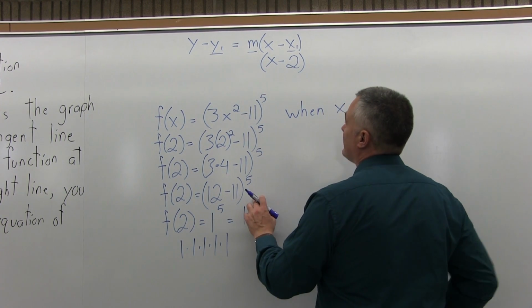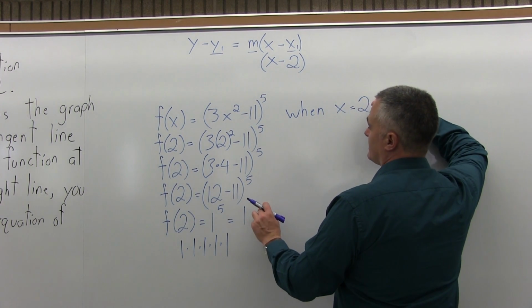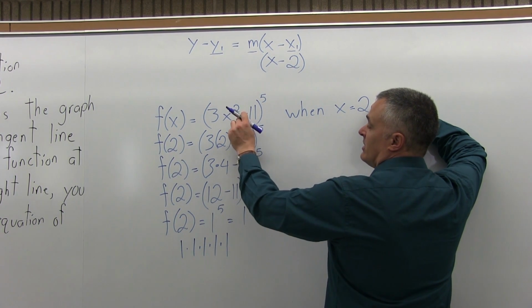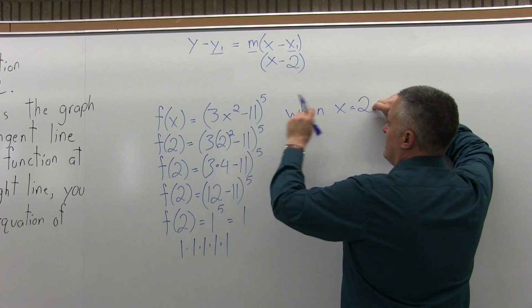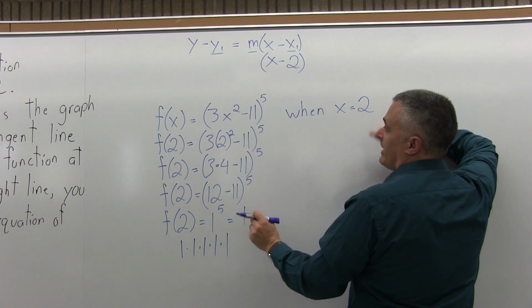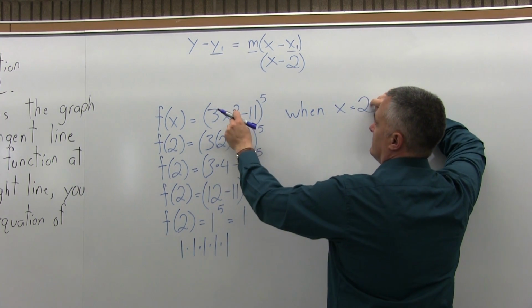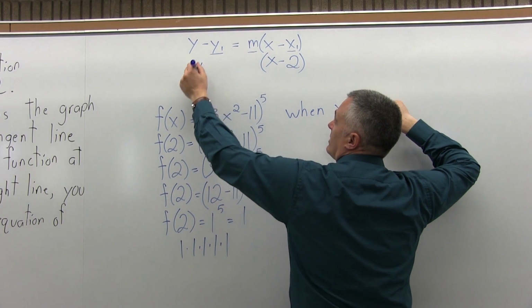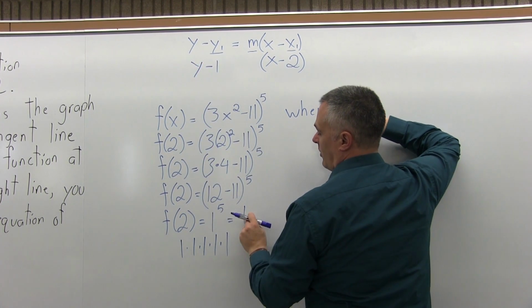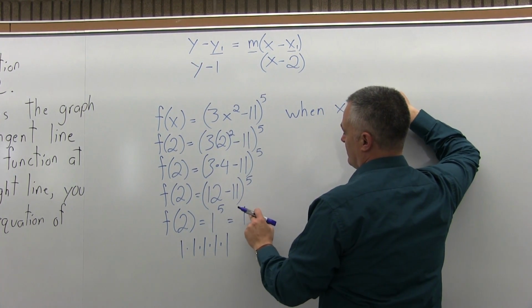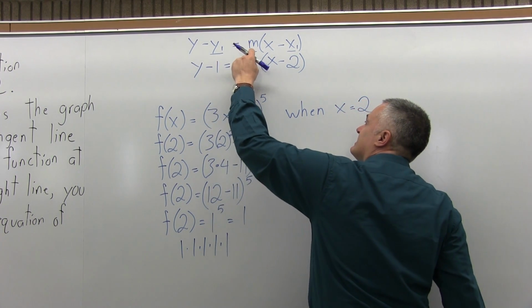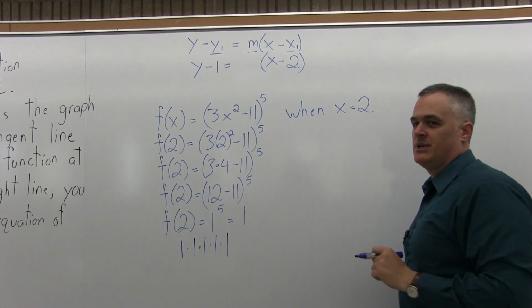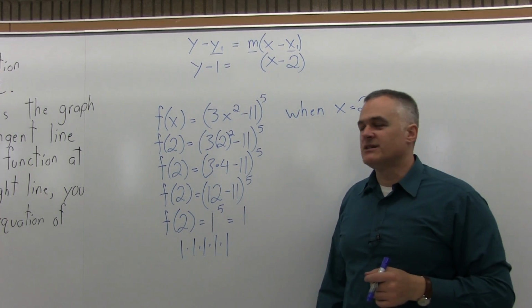What that means is that's the y that goes with the x of 2. So if I was plotting the graph of the function that's given in this question, if I go over 2 up 1, I would hit the graph of the function. So y minus y1 becomes y minus 1, because when I put in a 2 for x, I get out a 1 for y. So what's left to find is the m, the slope. So it's the derivative that tells us the slope.